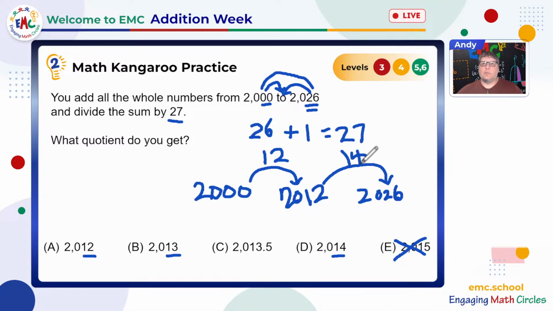So we just have to subtract. 14. Those are not equal. They're not in the middle. So 12 is not in the middle. And therefore 14 won't be in the middle because 2013 is in the middle. If you got that before me, great job. Keep up the great work.